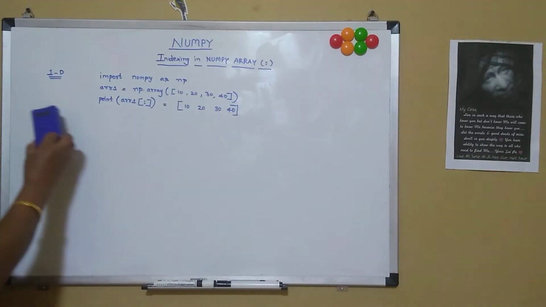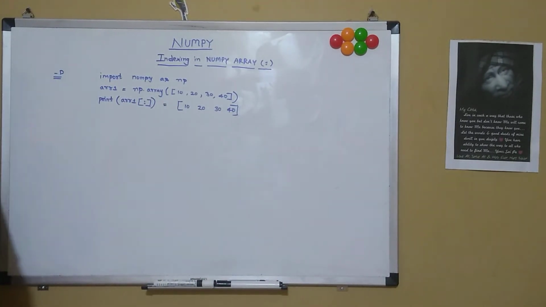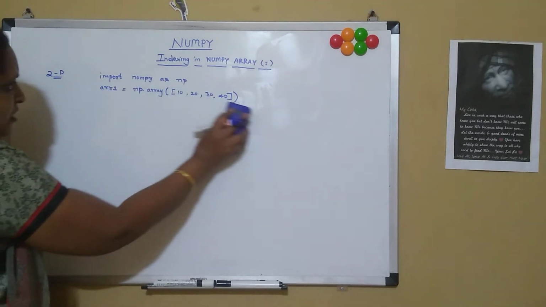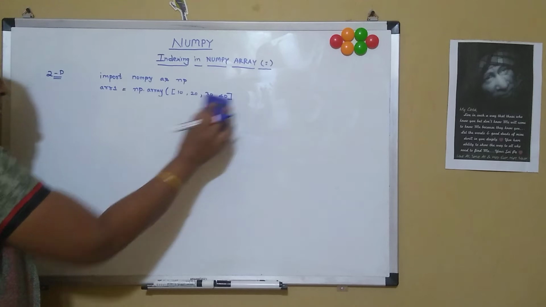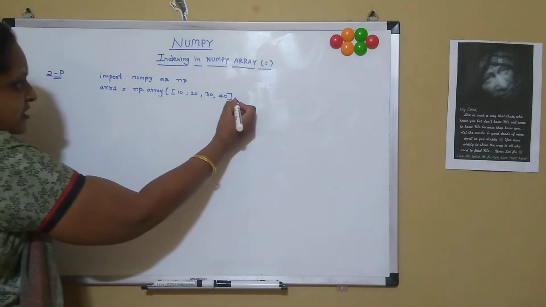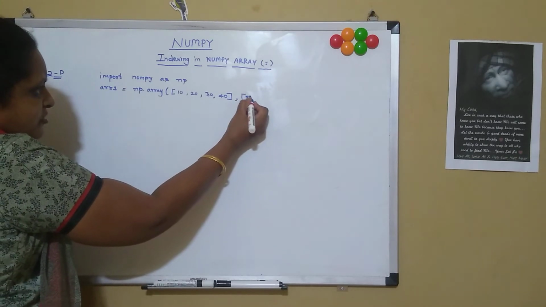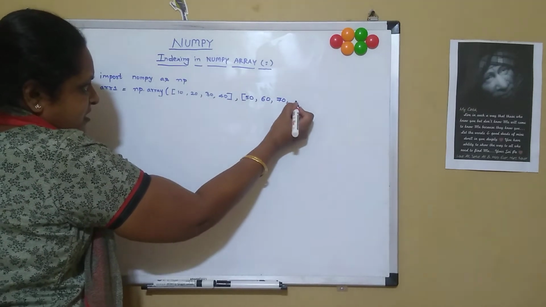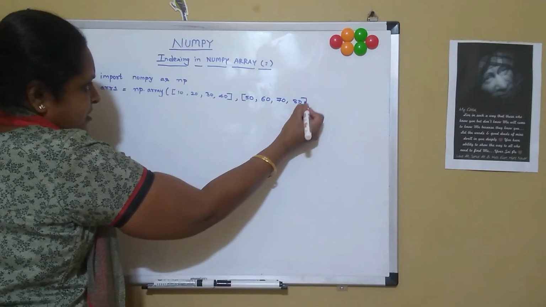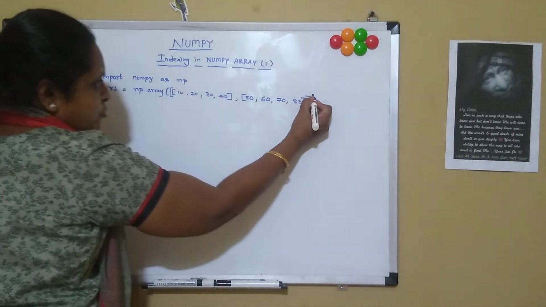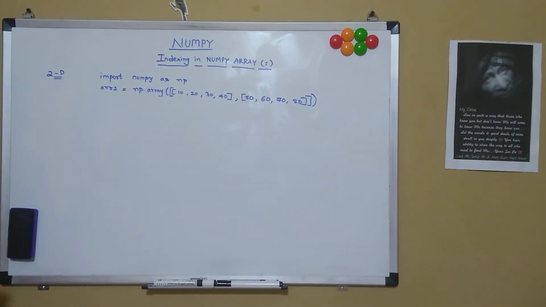Now let's quickly move on to the two-dimensional array. For a two-dimensional array, it's an array of one-dimensional arrays. So let me give another one-dimensional array 50, 60, 70 and then 80 enclosed within an outer square brackets to form a two-dimensional array. So this is my two-dimensional array.